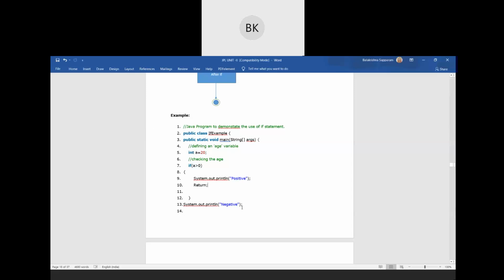Whenever you give the value 20, 20 is greater than 0 is true, System.out.println prints positive, positive has been printed, then return from the program. This statement should not be executed. This is the solution.